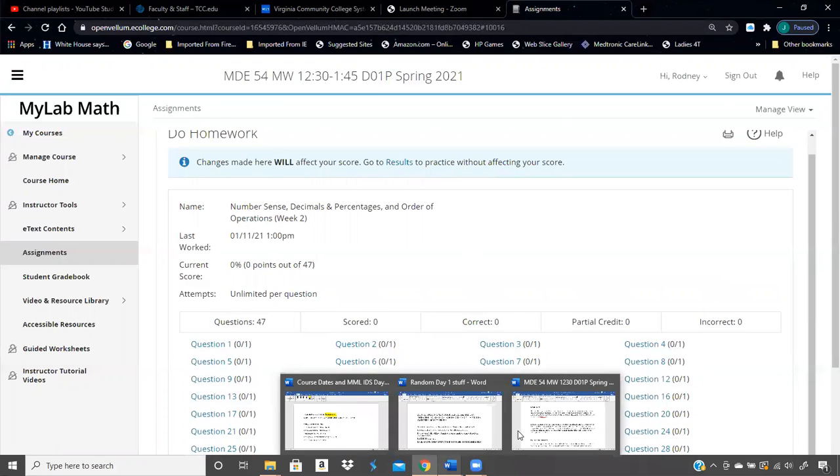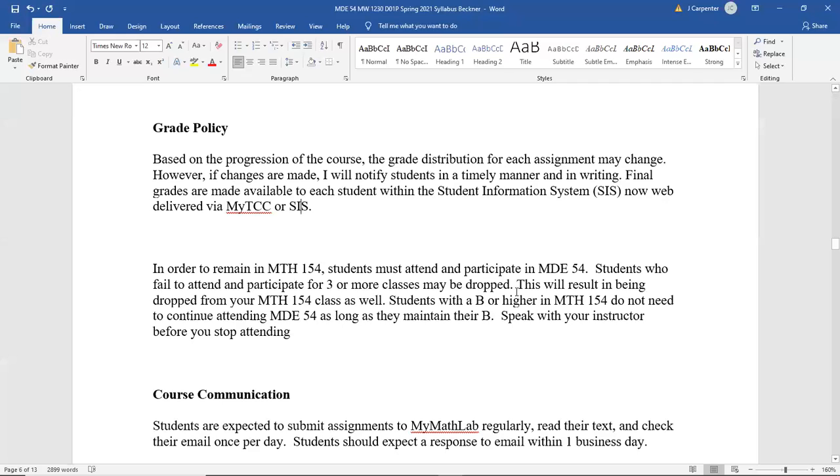If you fail this course, you automatically fail 154. If you pass this course and you pass 154, then you move on. But failing one does lead to failing the other.